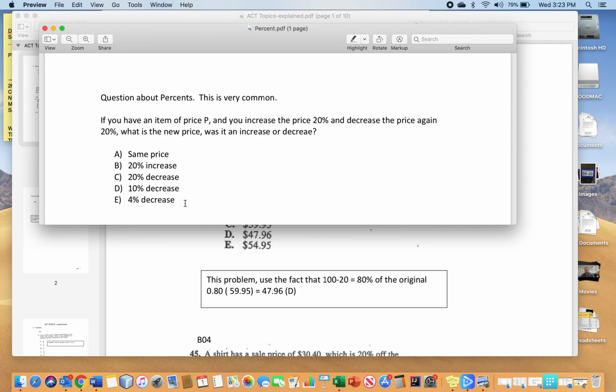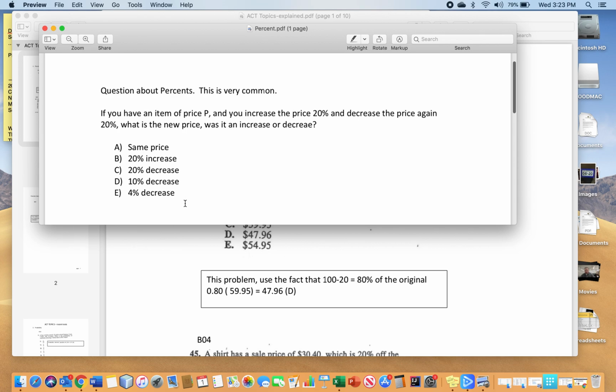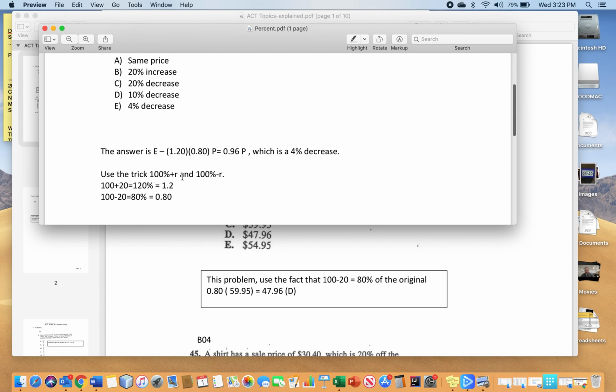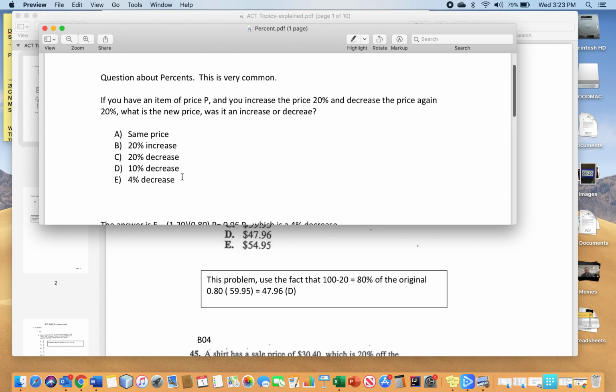20% of 120 is $24. So it's $4 down. It's a 4% decrease. But here's the trick. The answer is 1.20 times 0.80, which is 0.96. 100 plus 20 and 100 minus 20. 1.2 times 0.80 is 0.96. So it's a 4% decrease, not the same. Very easy concept, but a lot of people who are untrained will pick A. That's why it's wrong. Okay, here we go.